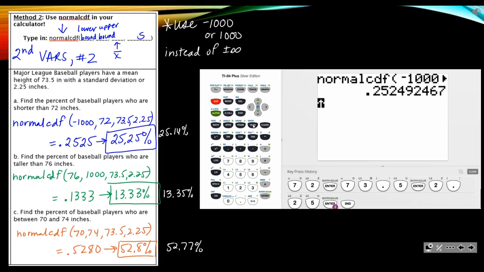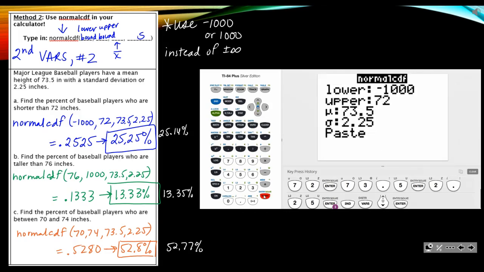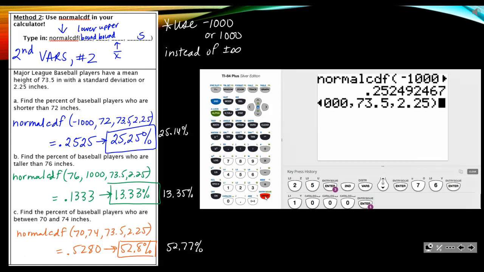So I'm going to go to second VARS, down to option 2. This time my lower bound is 76. My upper bound, I'm going to put in positive 1,000. And then my standard deviation and mean are the same, so I can just keep hitting enter until it gives me my answer. And again, I rounded this to 0.1333 because the 6 would round the 2 up to a 3. So that's where I got part B's answer.